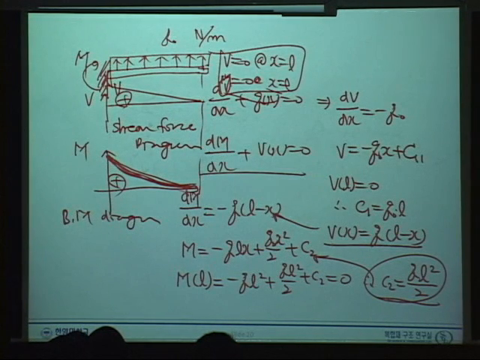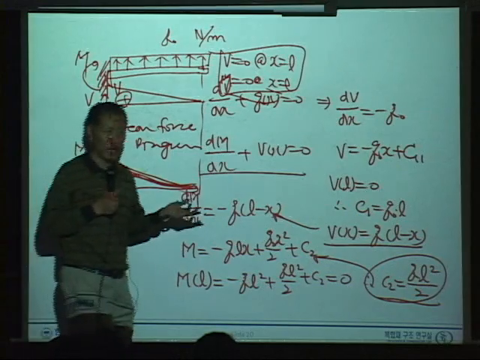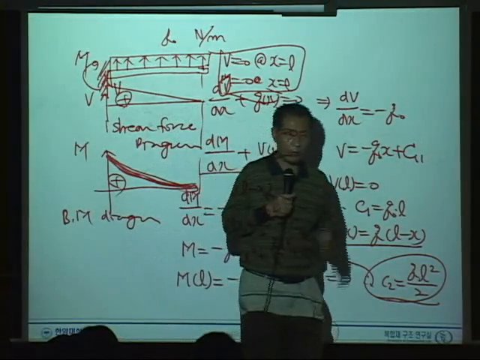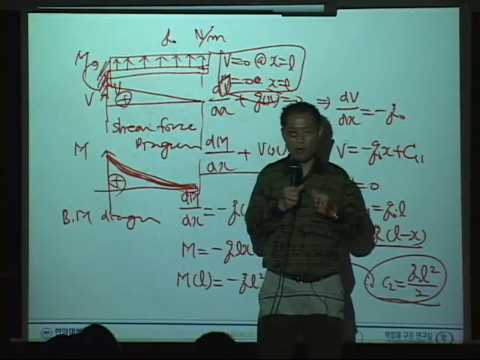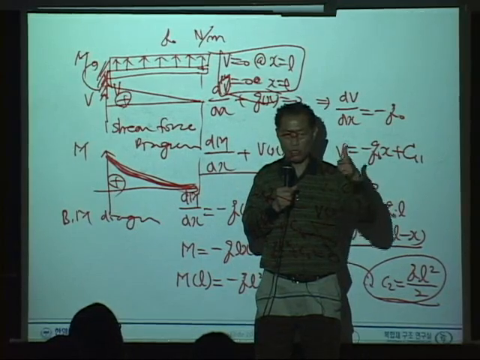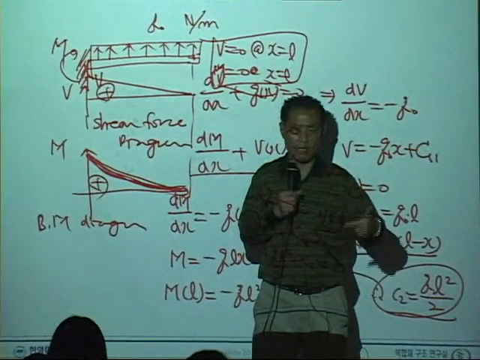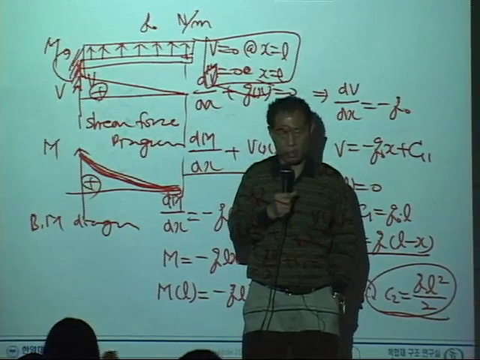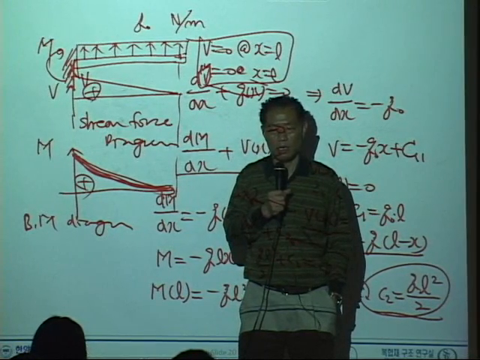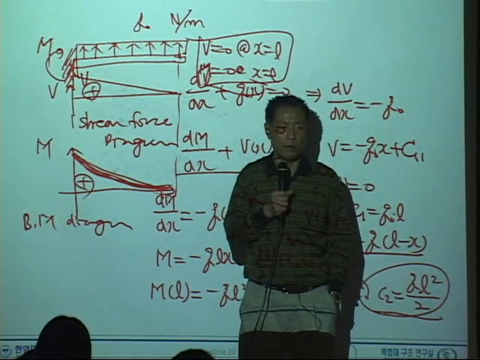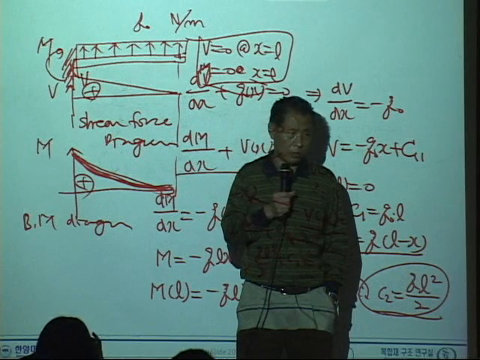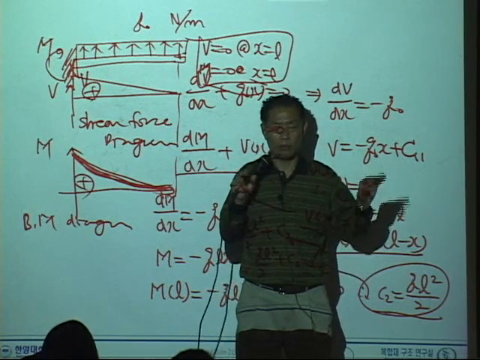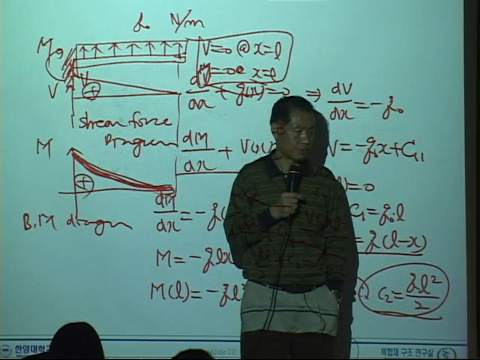Okay, that was the equilibrium equation for the beam. And again, there are always two internal forces. One is the shear force, and the other one is the bending moment. Those can be calculated from the given distributed load and boundary conditions.